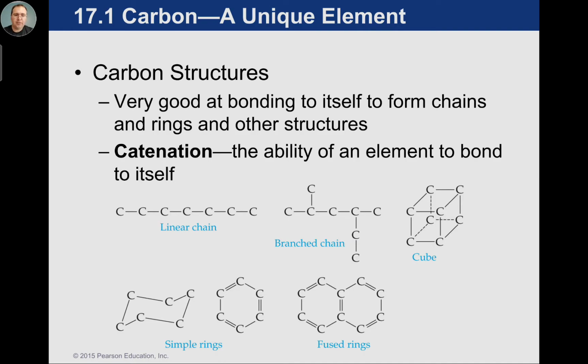Since this is intro chem, we're going to focus mostly on chains and then branch chains a little bit. Carbon can make cubes. We don't have to worry about naming any of those. It can also make rings, and we're not going to have to worry about naming any of those. We're just going to do the basics in a separate video with linear chains and branch chains.